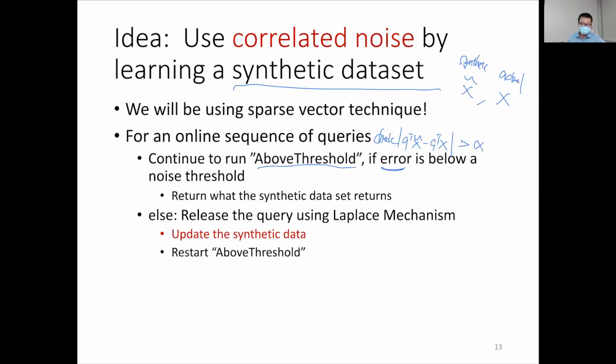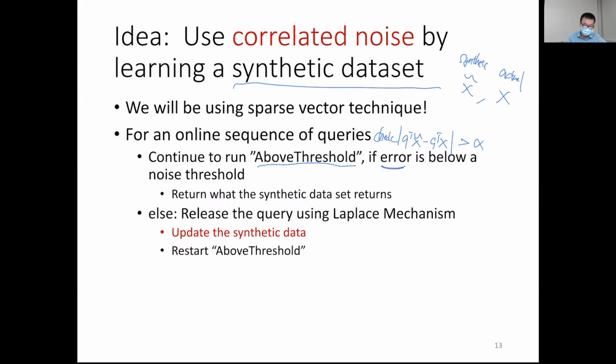On the other hand, if this answer is already sufficiently accurate, then by above threshold, it's not costing me anything, right? Then I'll just make use of the synthetic data that I already have, and then output q transpose x tilde. Okay, so that's the idea.